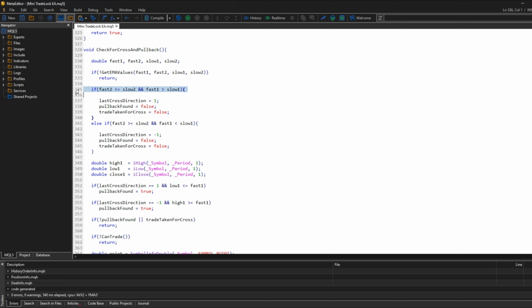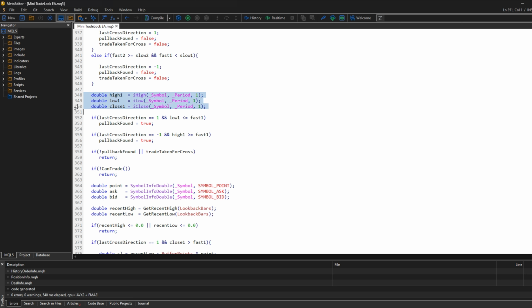Next, we check for the cross. So if the fast EMA was below or equal to the slow EMA before, and now it is above, we mark the direction as a buy. And then we reset pullback found and trade taken for cross because this is a fresh cross. If the opposite happens and the fast EMA crosses below the slow EMA, we mark the direction as sell and reset the same variables.